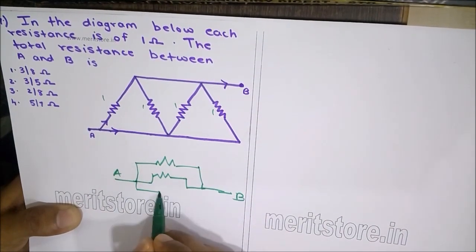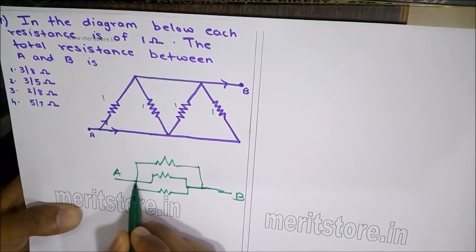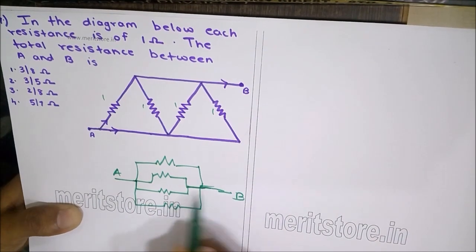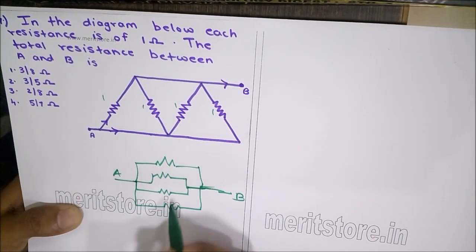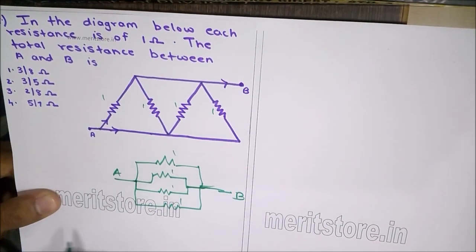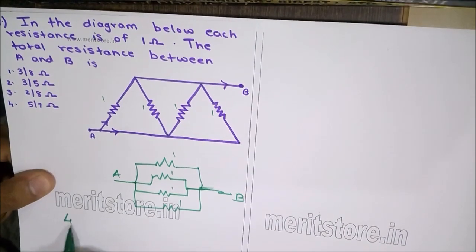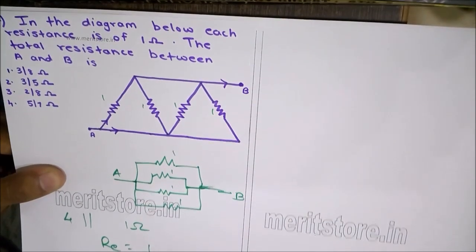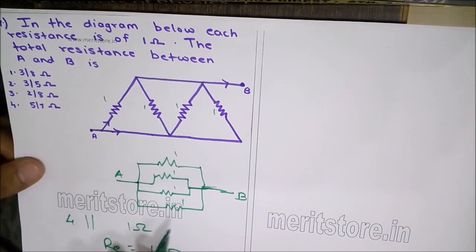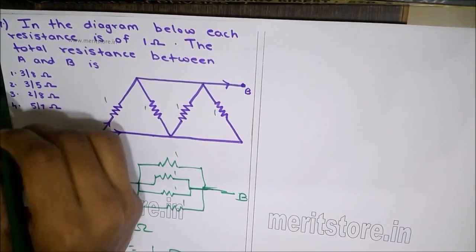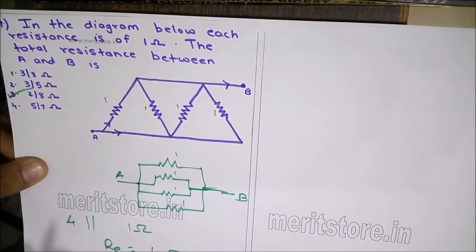This resistance over here is also connected between A and B, whereas this resistance also is connected between A and B. So as you can see, all the 4 resistances are in parallel to each other and each having a resistance of 1 ohm. So the effective resistance would be 1 by 4 ohms. The option given here is 2 by 8, which is nothing but 1 by 4. So option 3 is the correct answer.